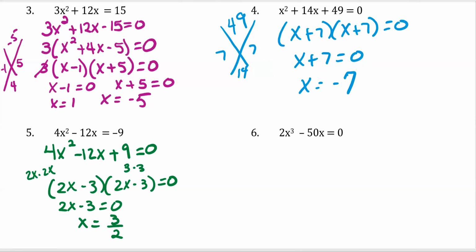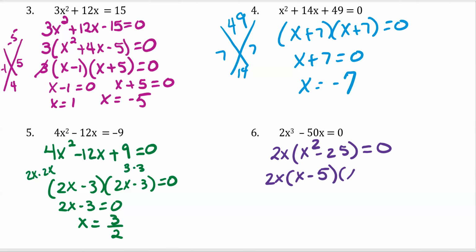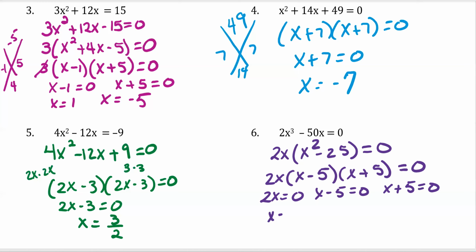Number 6, it's already equal to 0. We'll take out our greatest common factor, which is 2x. Now we have a difference of perfect squares. So that's going to factor into x minus 5, x plus 5. And now we'll set all 3 factors equal to 0 and solve. So 2x is equal to 0, x minus 5 is equal to 0, x plus 5 is equal to 0. Divide both sides by 2, add 5 to both sides, and subtract 5 from both sides.